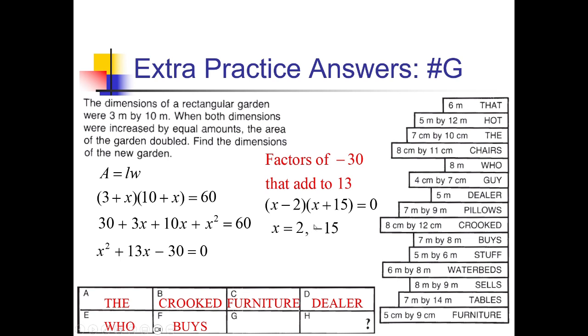And this negative 15, if I add that to 3 or 10, that's going to give me negative dimensions. So because of that, I have to discard that answer. If I had something like negative 1, that would be okay because we'd still get positive dimensions, but not negative 15. So now I have to add 2 to each of my original dimensions in order to get the new dimensions. So that gives me a 5 and a 12. So 5 by 12, and that's going to be in meters for my units.